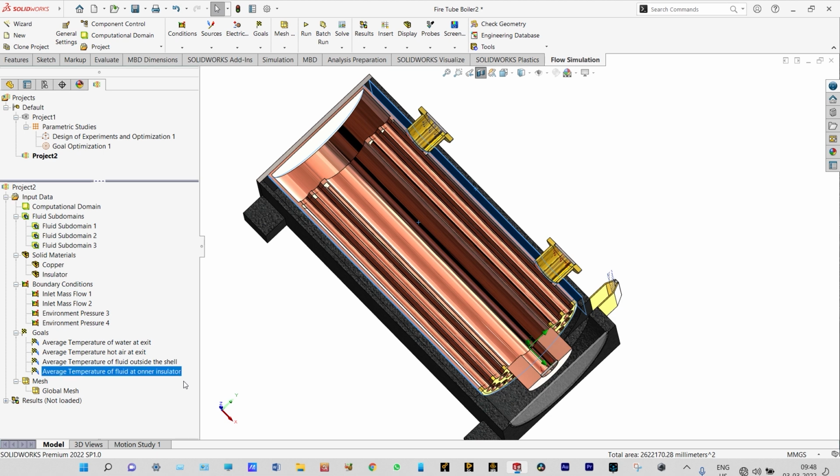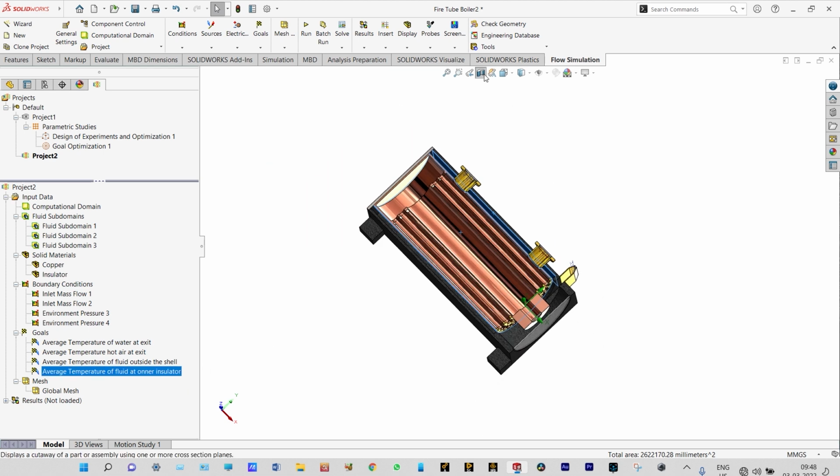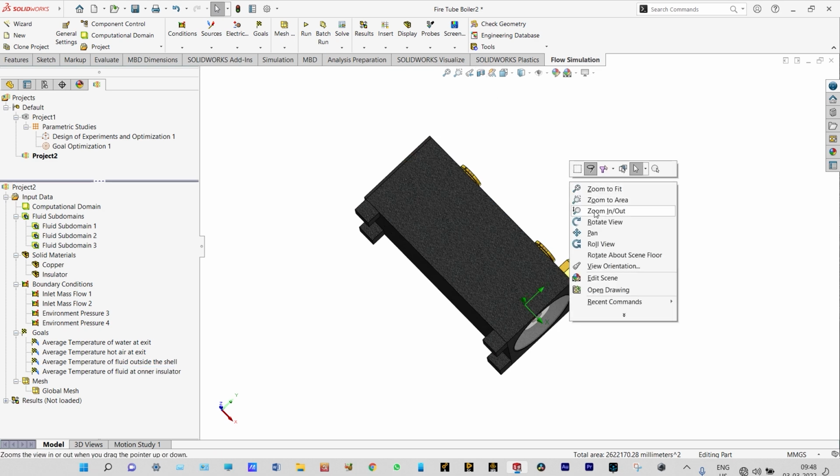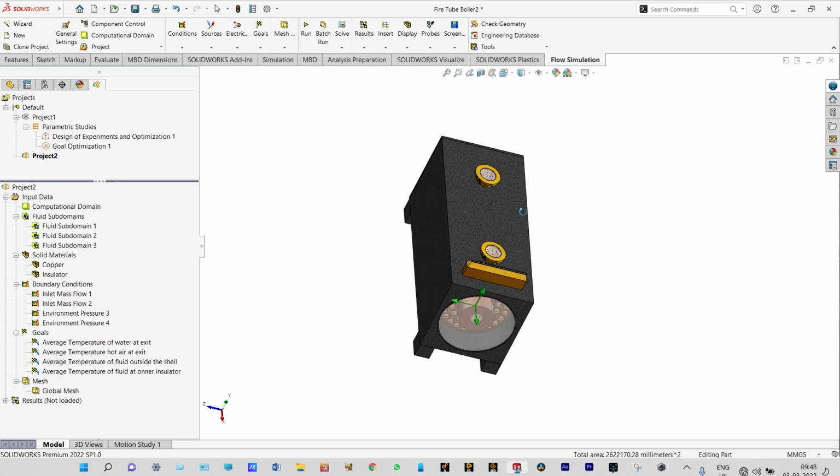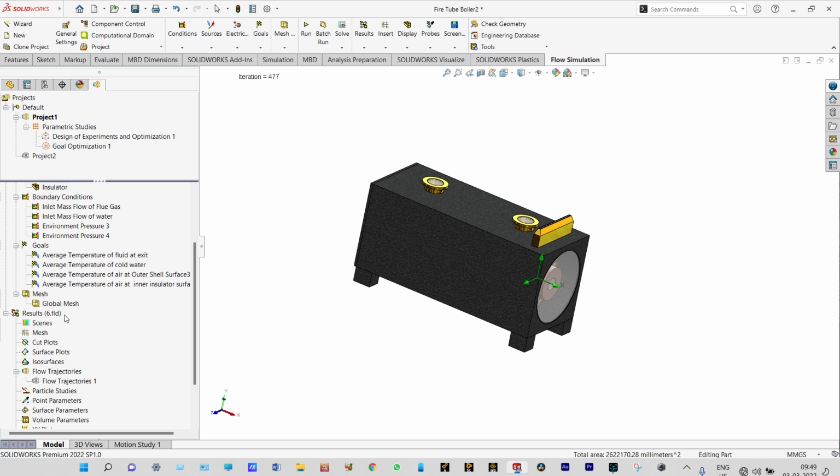So all the goals are defined. Now we can go for running. We have already run this simulation with the same data. Let us see that one from here. First of all, we want to see cut plots of pressure, temperature, etc. from different planes. For viewing these things, let us make the model transparent.